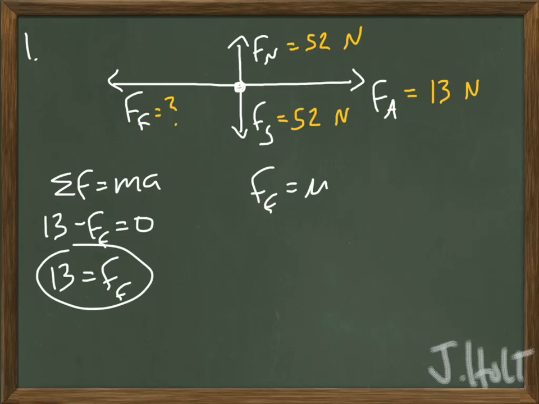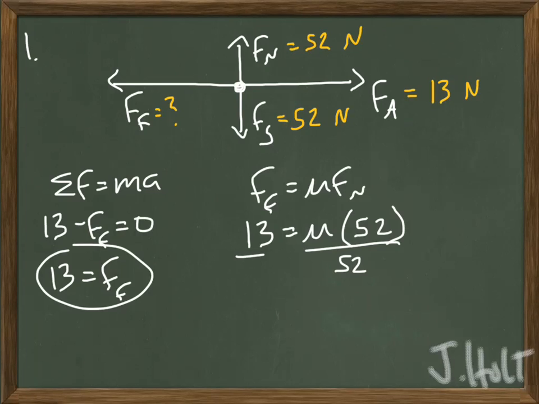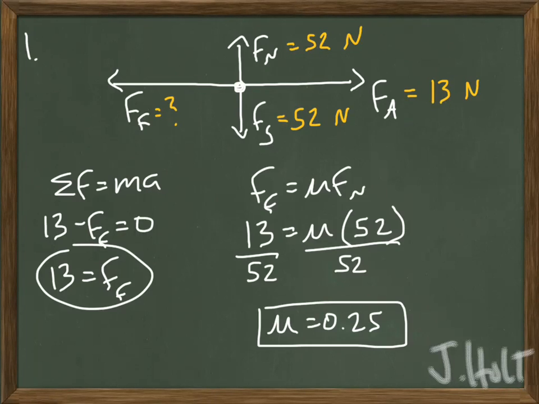Let's think about our formula for the force of friction. We know that equals mu times the normal force. We do not know what mu is, but we do know what the normal force is. So we can plug that in, divide both sides by 52, and we can solve for mu. Anytime you're solving for mu, you need to make sure that your number is between 0 and 1. And mu is unitless.